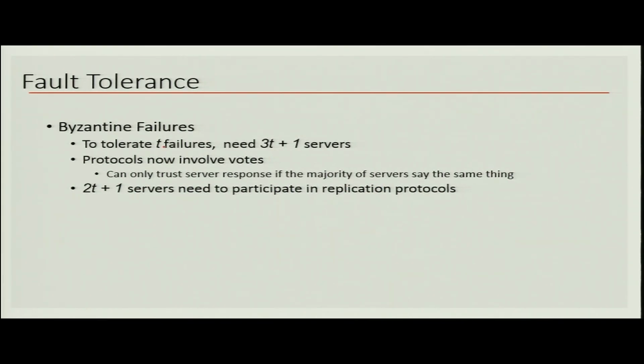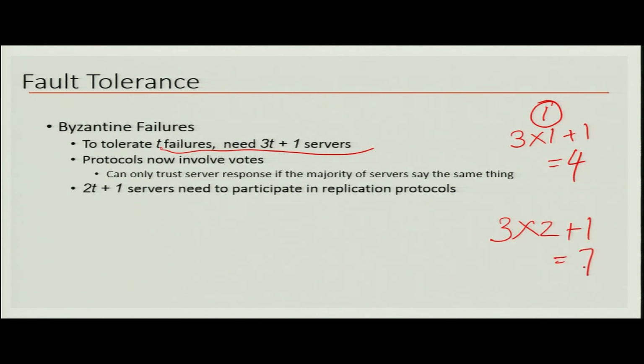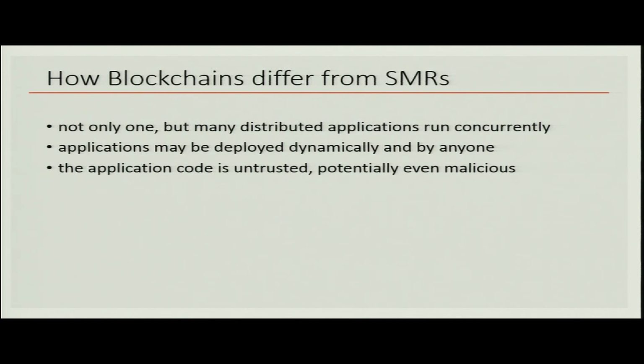So, to tolerate T failures, in this case you will need 3T plus 1 servers. We assumed that one node goes Byzantine, so we need 3 times 1 plus 1, that is 4 servers. That is what we saw there. But when we saw 2 failures, we saw that 3 times 2 plus 1 is 7, but we had only 4, which is why we were not able to proceed. And so, 2T plus 1 servers need to participate in the replication protocol.